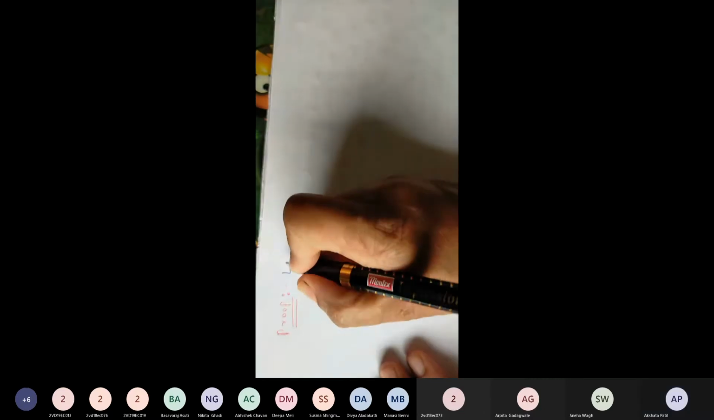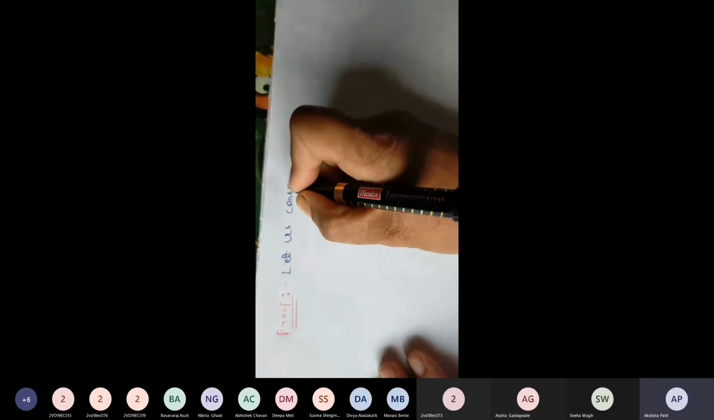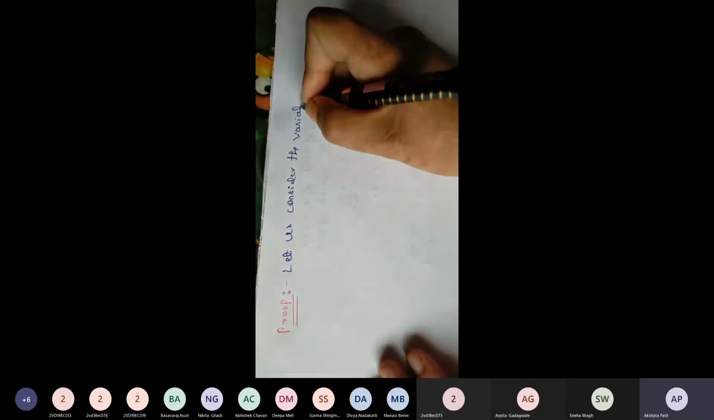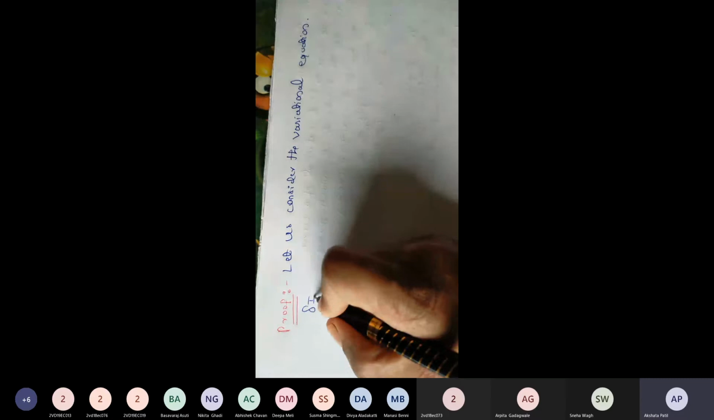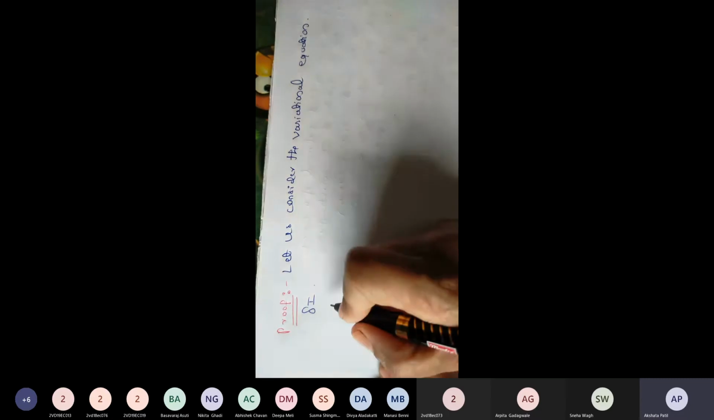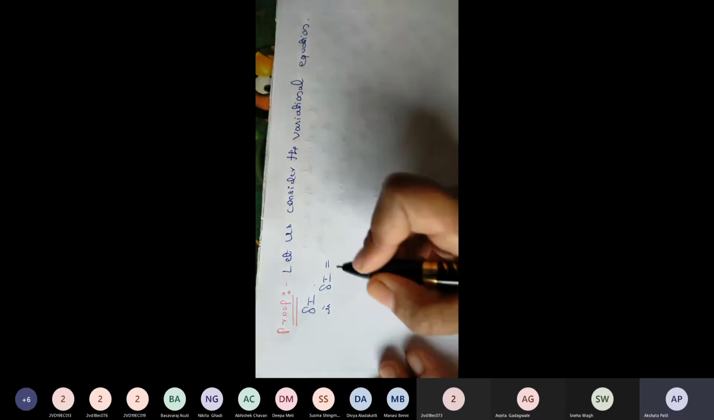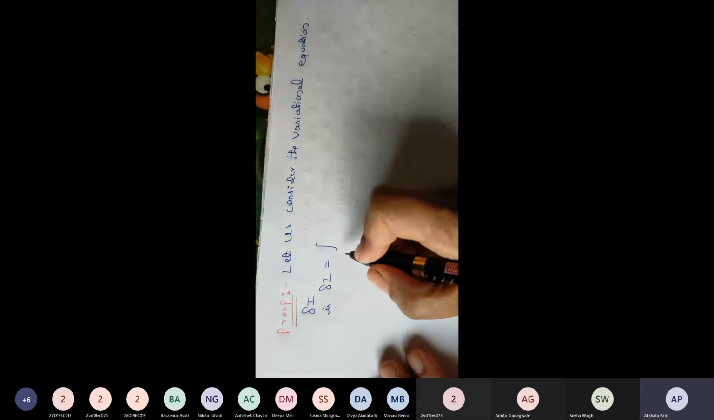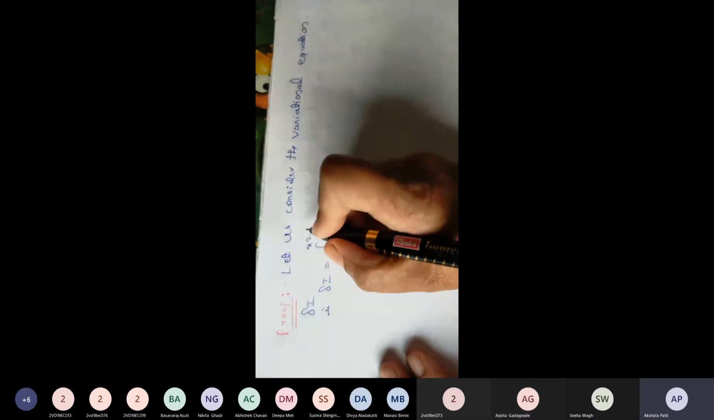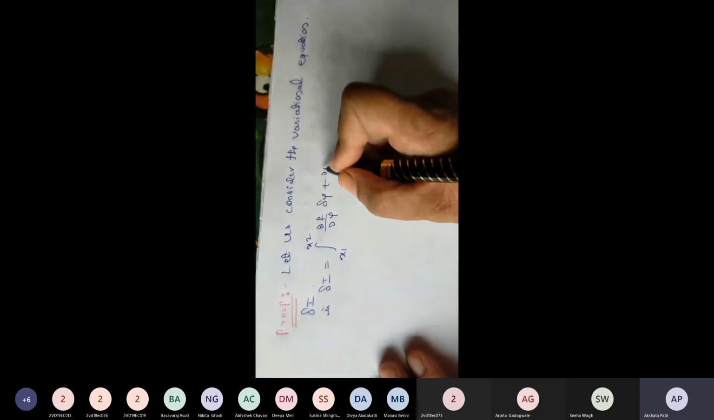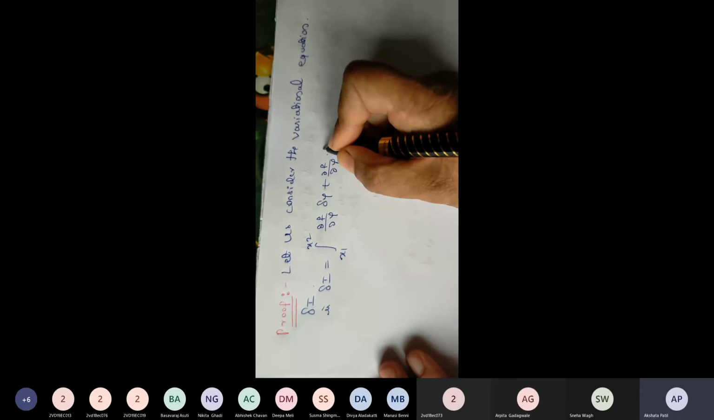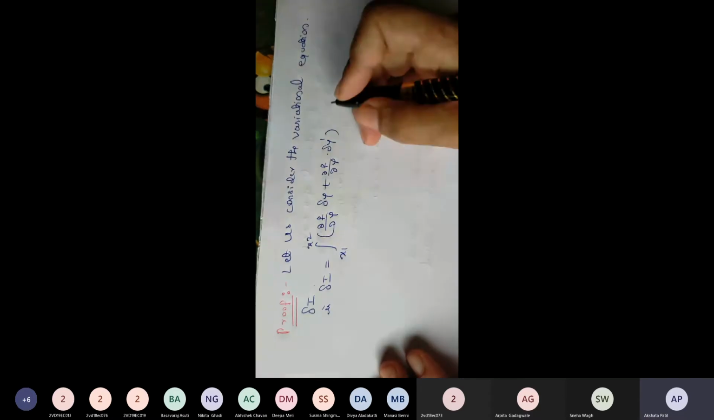So let us consider the variational equation delta I. So delta I equals what? We already defined this. Delta I equals the integral over x1 to x2 of dou f divided by dou y into delta y plus dou f divided by dou y dash into delta y dash, dx.